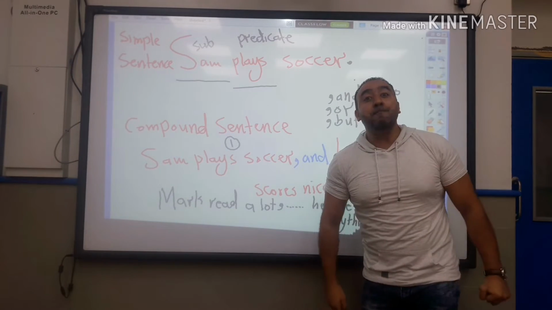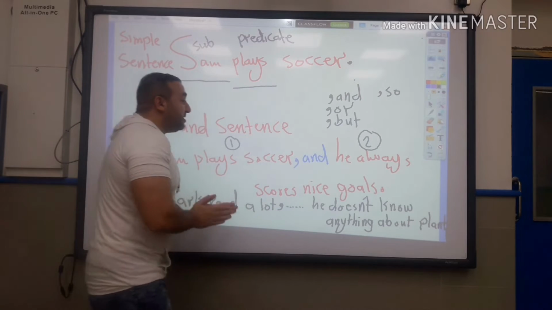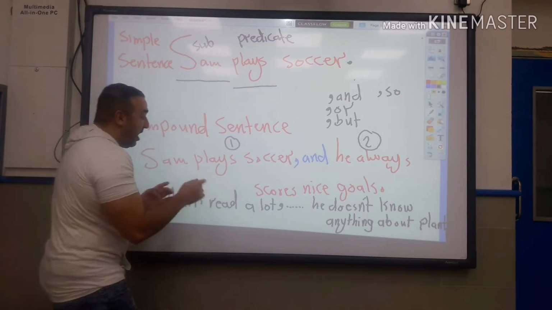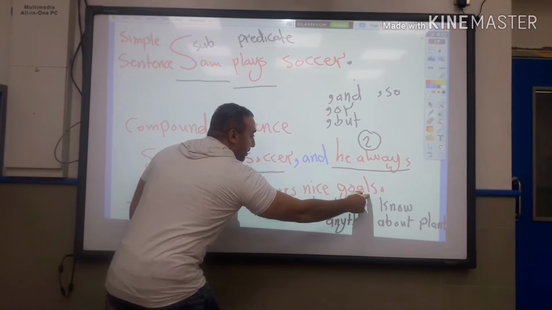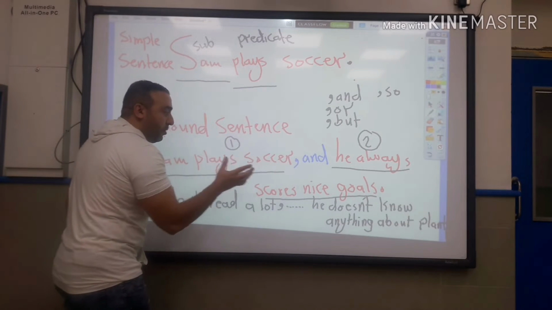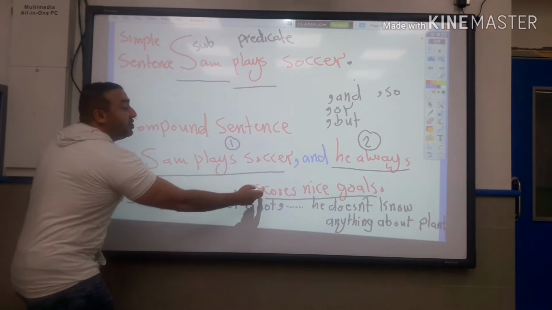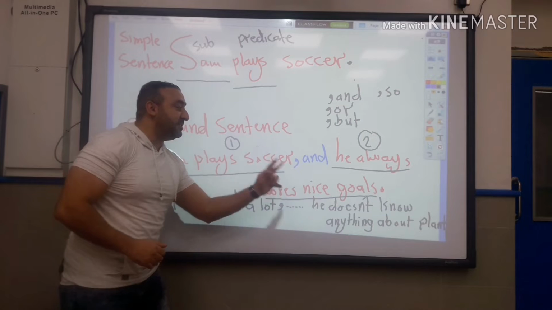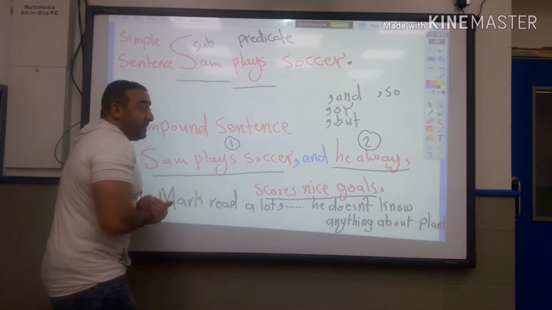Number 2, compound sentence. Now, what is the compound sentence? Simply, the compound sentence is the sentence that has 2 simple sentences. This is the first simple sentence, and this is the second simple sentence. When I say, for example, Sam plays soccer, this is the first independent clause. He always scores nice goals. Here we have number 1 simple sentence and number 2 simple sentence.